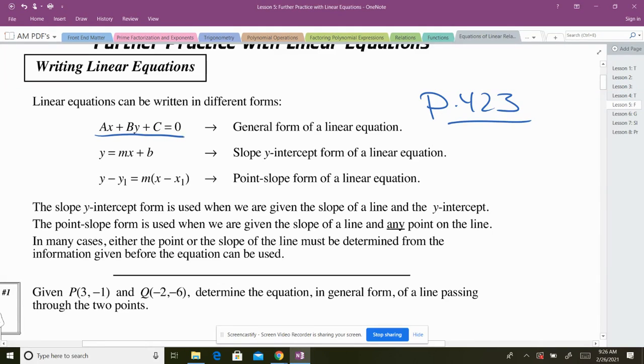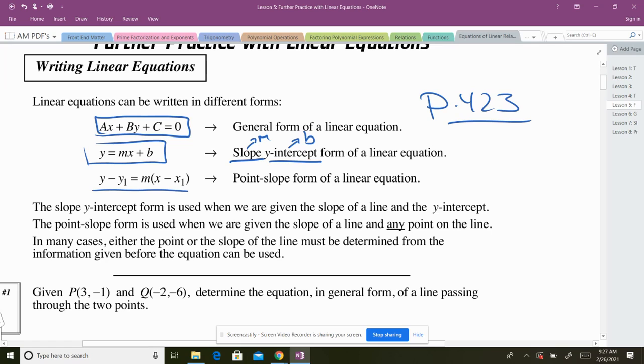Or standard form, which doesn't give you a lot of information. You have to manipulate it to get information out of it. We have the ever-present y is equal to mx plus b, the slope y-intercept form, because it tells you the slope and the y-intercept.